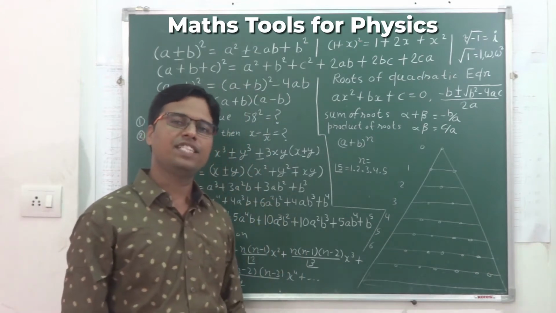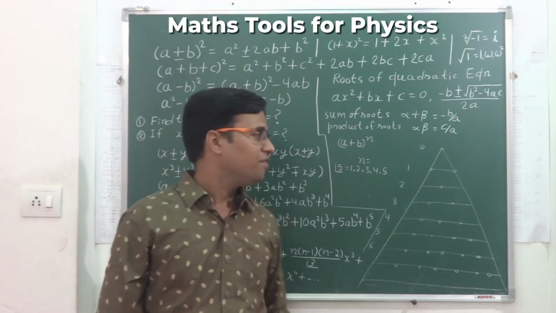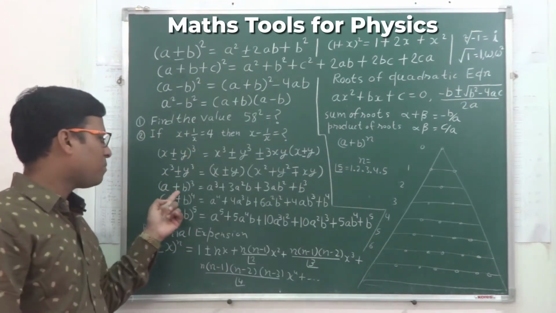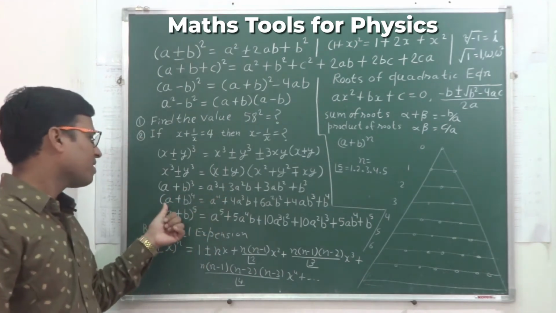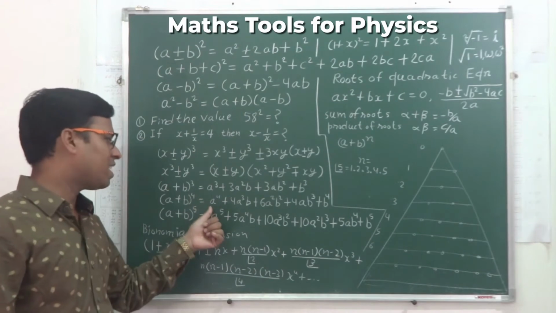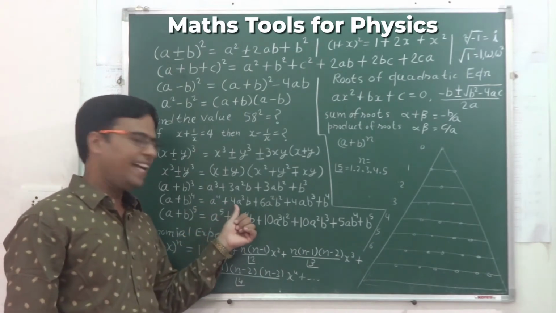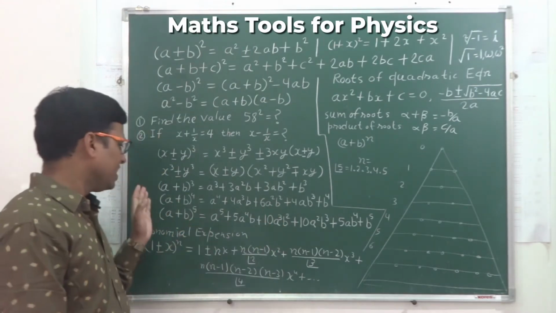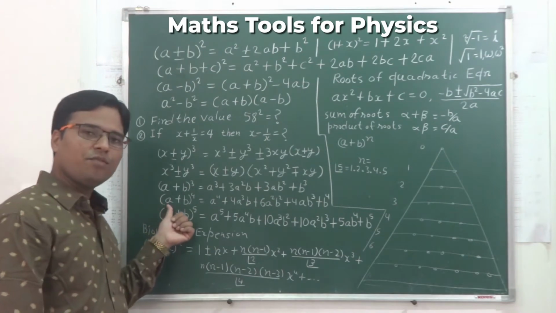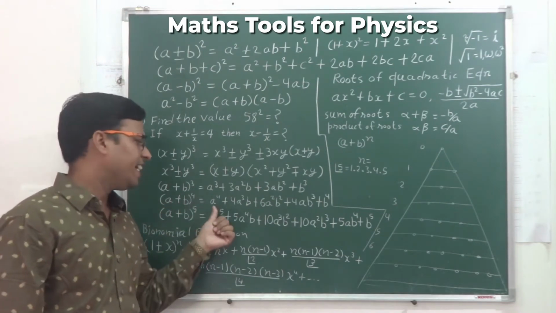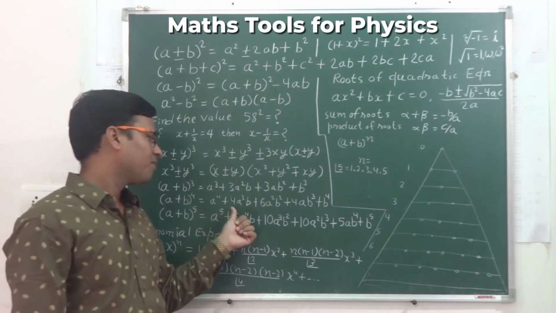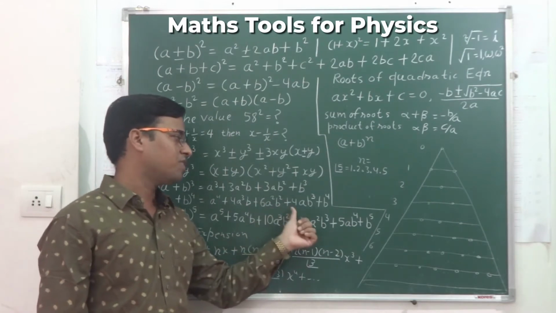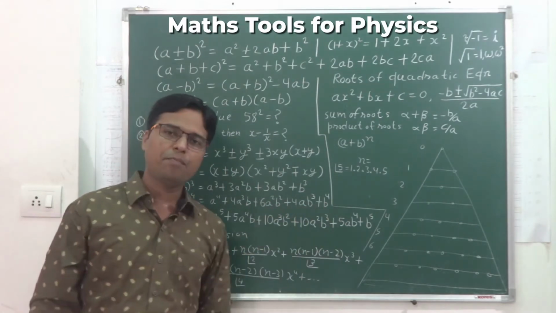Before starting the physics lessons of your book, we will study those mathematical formulas. If we want to expand (a plus b) whole cube, we know it very well. (a plus b) power 4 can be calculated as a power 4, 4a cube b, 6a square b square. If we expand this polynomial (a plus b) power 4, it would be equal to a power 4 plus 4a cube b plus 6a square b square plus 4ab cube plus b power 4.